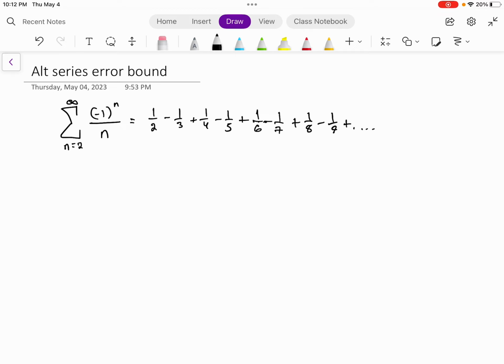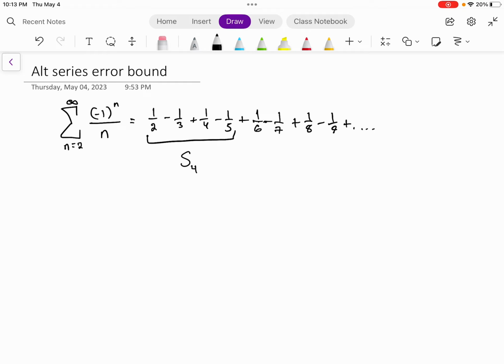Okay, so suppose we have some alternating series. I have the alternating harmonic series here, starting at 2. So I have a half minus a third plus a fourth minus a fifth, and so on. And we wanted to talk about our partial sum here. That's something that we've talked about before. I don't know if you remember this, but we use the notation: if I just took the first 4 terms, we could call that S sub 4, the fourth partial sum.